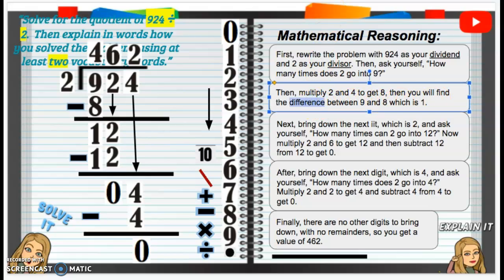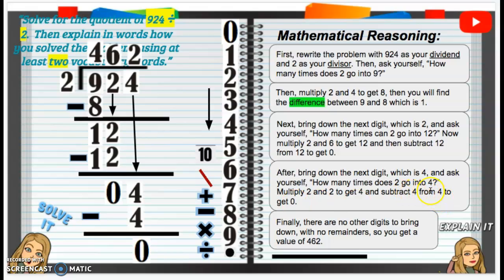I do know that word difference is a vocab term. So I'm going to highlight that. Let's do that green. All right, next, bring down that next digit. Next, bring down that next digit, which is 2, and ask yourself, how many times can 2 go into 12? Now you multiply that 2 and 6 to get 12, and then subtract 12 from 12 to get 0. After, bring down the next digit, which is 4, and ask yourself, how many times does 2 go into 4? Multiply 2 and 2 to get 4, and subtract 4 from 4 to get 0.